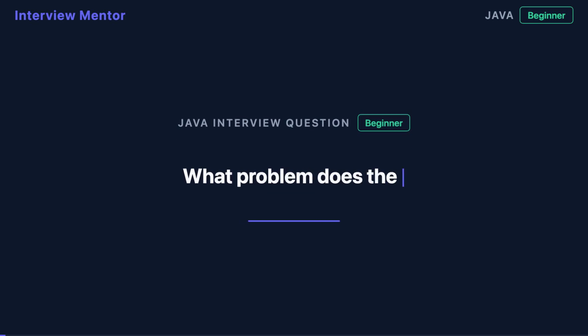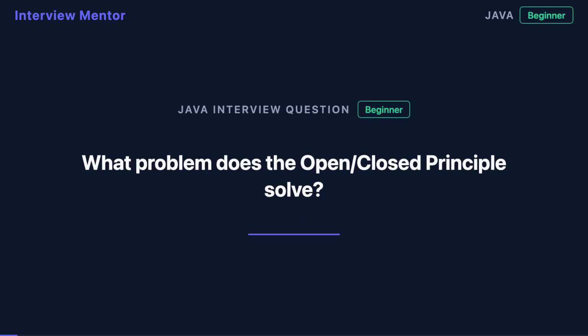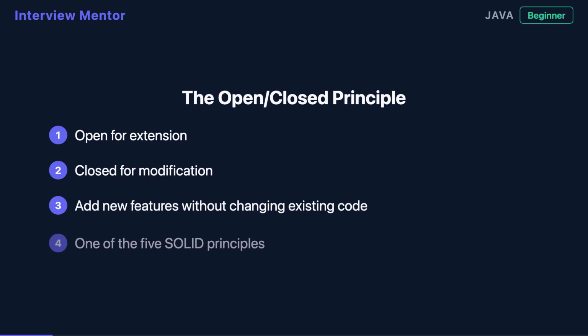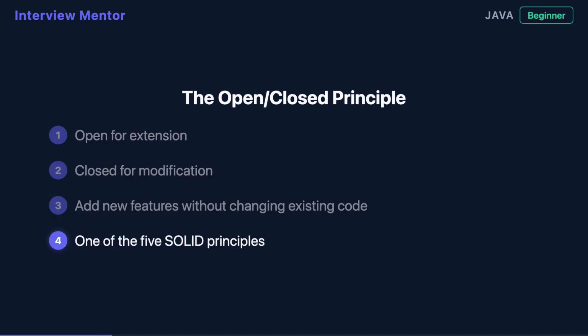Ever modified working code to add a feature only to break something else? That's exactly what the open/closed principle prevents. The open/closed principle states that software entities should be open for extension but closed for modification. In plain English, you should be able to add new functionality without changing existing code. This is one of the 5 SOLID principles that guide object-oriented design.